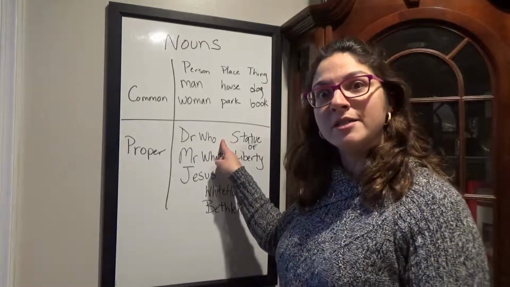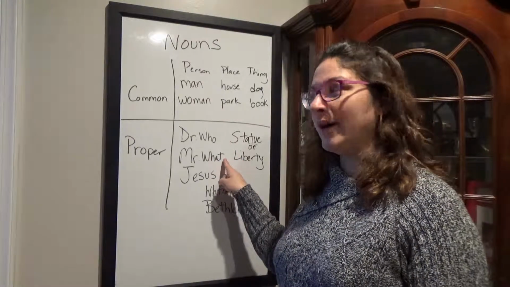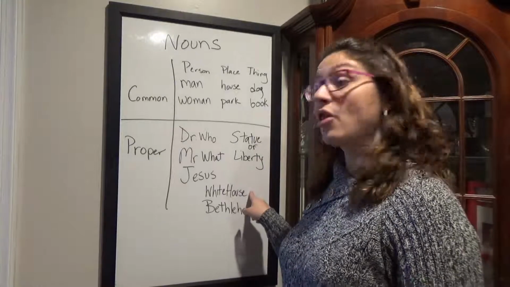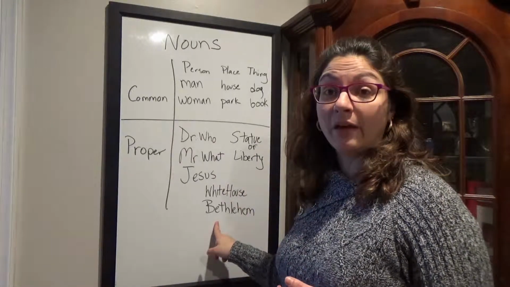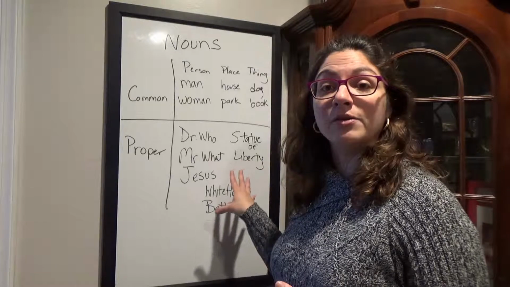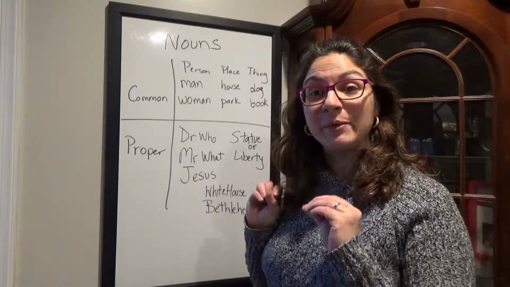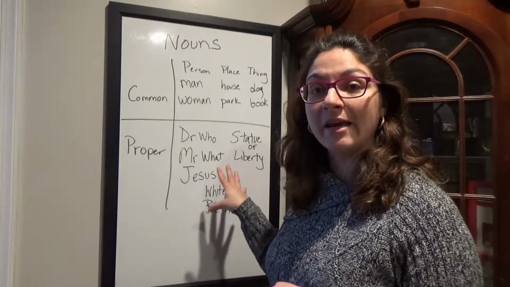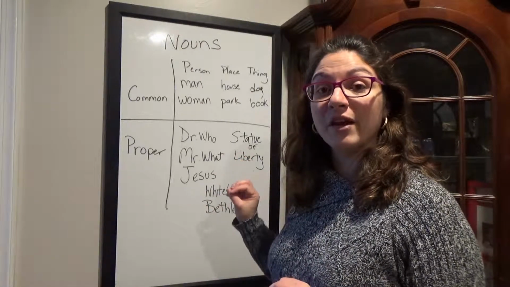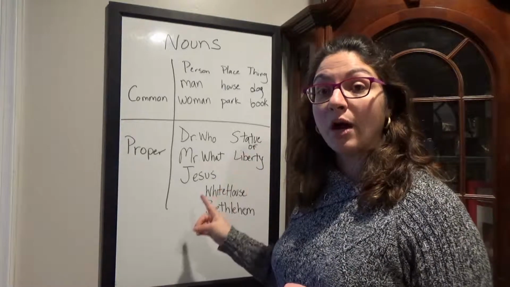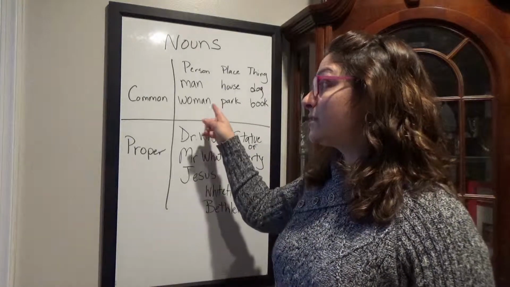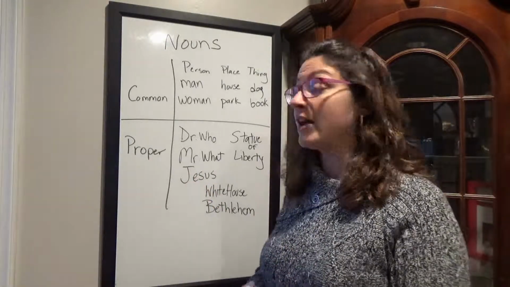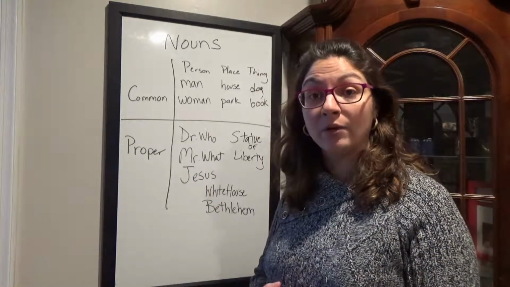So here we have Doctor Who, Mr. What, Jesus, the Statue of Liberty, the White House, Bethlehem. These are all proper nouns. They give you a very specific idea, you know exactly what we're talking about when we say these names, because it's very, very specified. Those are proper nouns. Proper nouns are different from common nouns in two ways. They tell you a specific thing and they will always be capitalized.